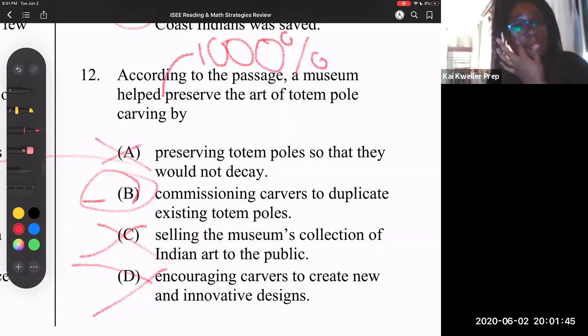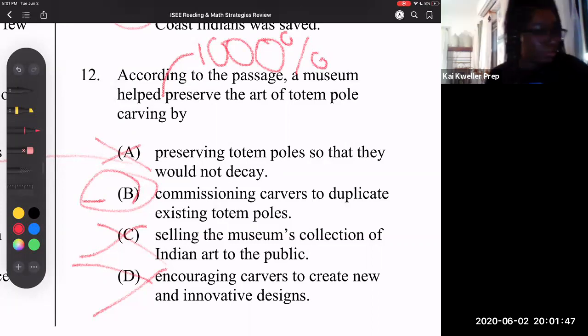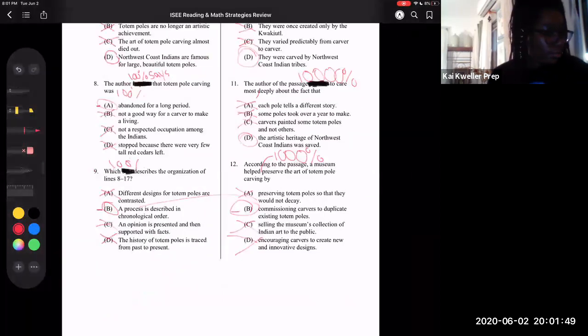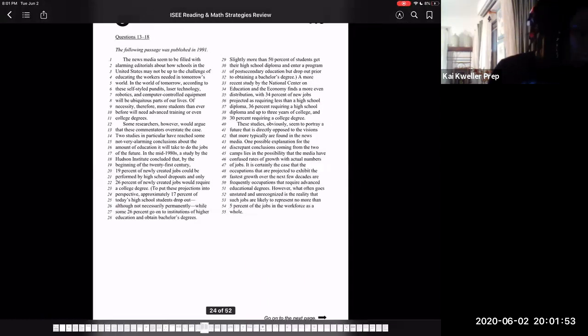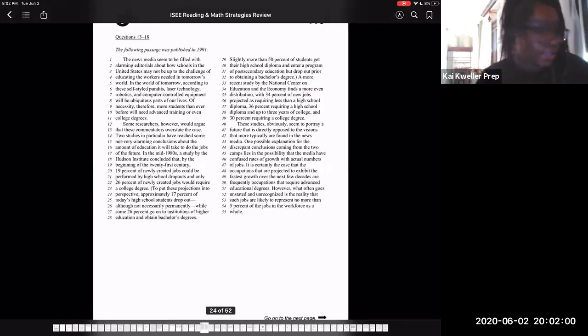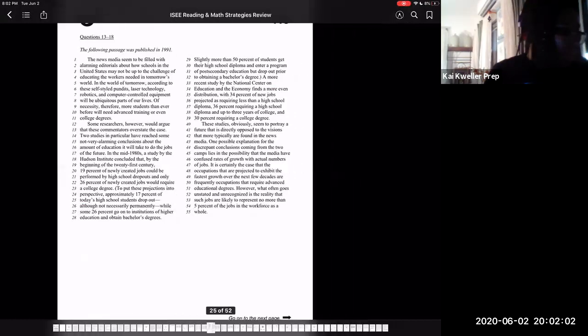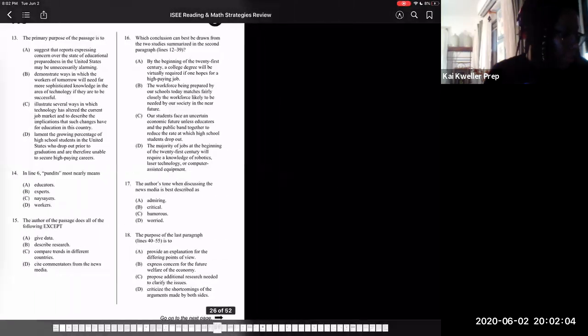Can we skim through the rest of the reading and then go into math, because we have an hour left and we want to use our time wisely. Didn't that hour go by so quickly, guys? It went by fast. All right. This is another passage. You'll notice it's a little bit longer than the last few. News media. And again, we have six questions.